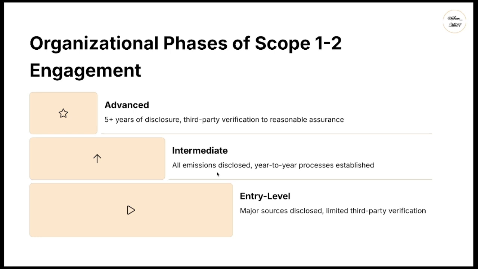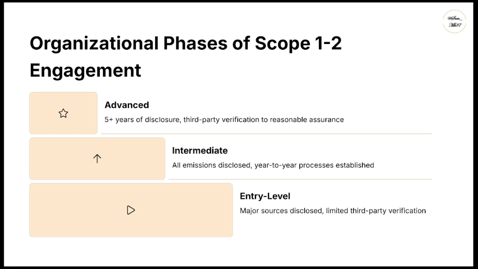So for an organization to make their disclosure, they move through three phases as they mature in managing and disclosing scope 1 and 2 emissions. Each phase reflects a deeper level of commitment. At the entry level, companies have started their journey. They are disclosing emissions from major sources like electricity and fuel combustion, but may still have gaps in data quality or coverage, and third-party verification is limited.